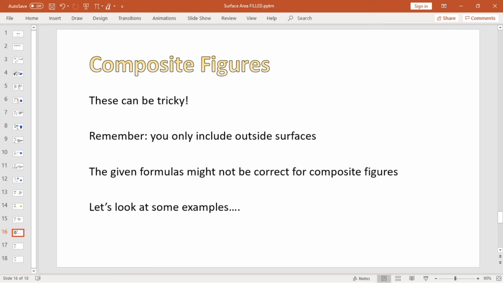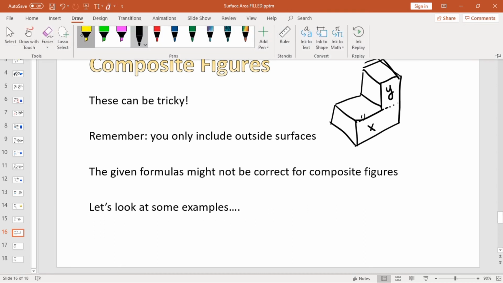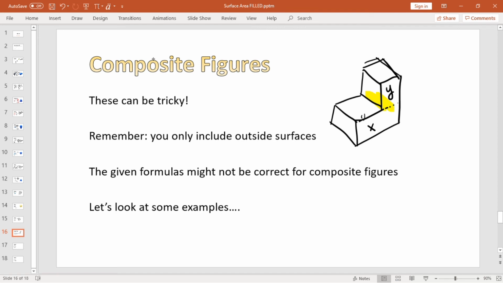Okay, so we're thinking outside surfaces only. If we had something very, very terribly drawn here, like a staircase, and we wanted to know the surface area of this little step ladder or whatever it is, it's easy to be like, oh, here's rectangular prism X and rectangular prism Y, and I can find the surface area for all of X and all of Y. But what you need to pay attention to is that in here we are not including those areas.